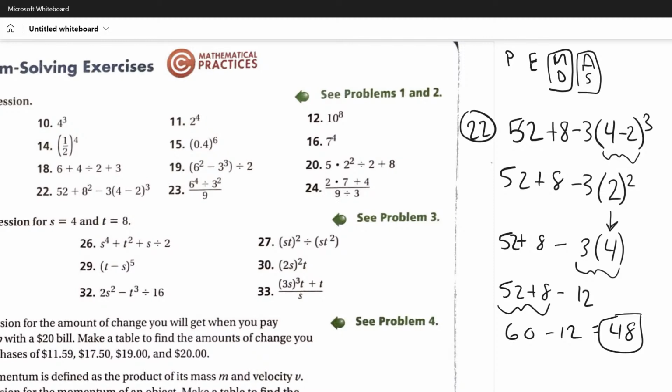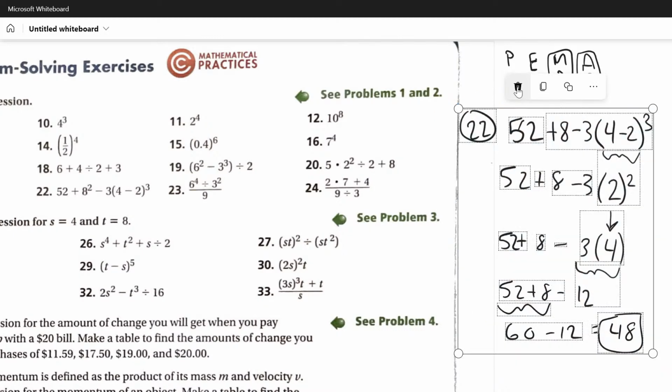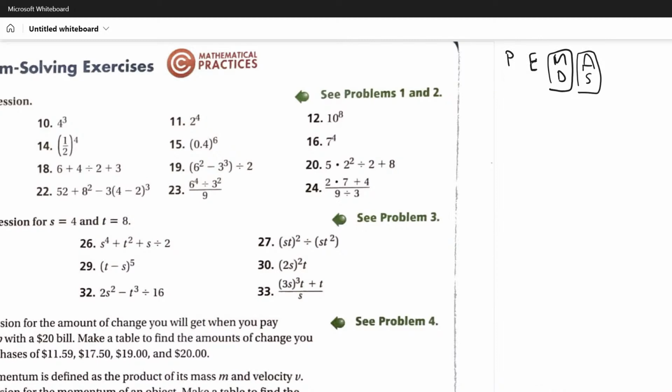And let's go to number 27. Yeah, 27 is a pretty good one. Number 27. We have st squared divided by s t squared.